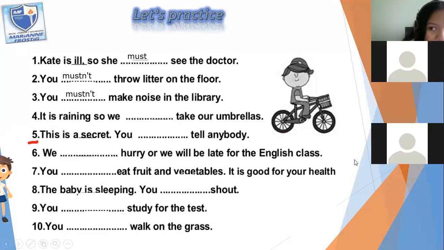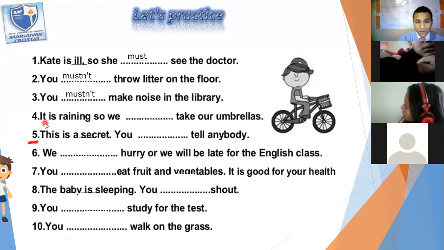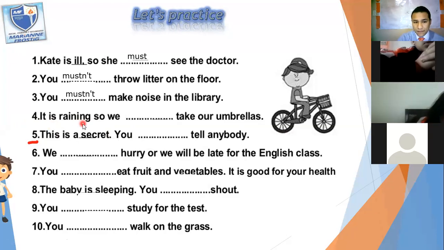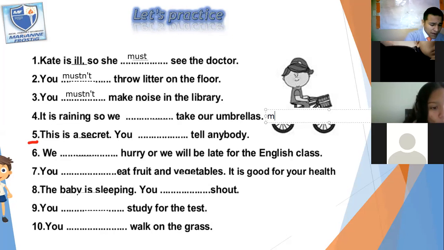Leslie, Anaelis, Melina, Iris, Stephanie, Mauricio. Number four. Rainy. It is raining. It is raining, so we... Must or mustn't? Mustn't. Ah, okay, we mustn't... umbrellas. Okay, thank you, Anaelis.